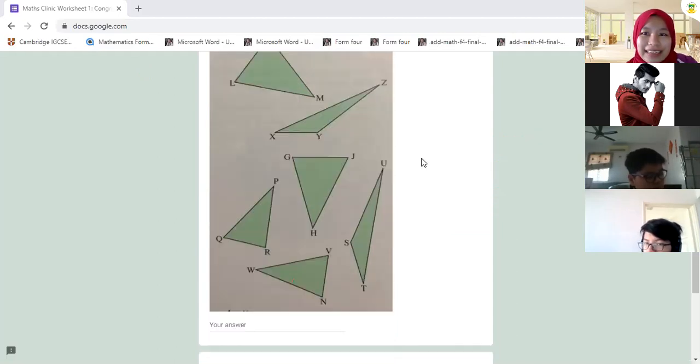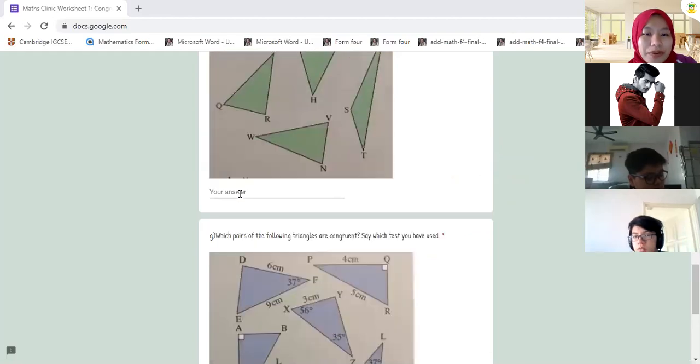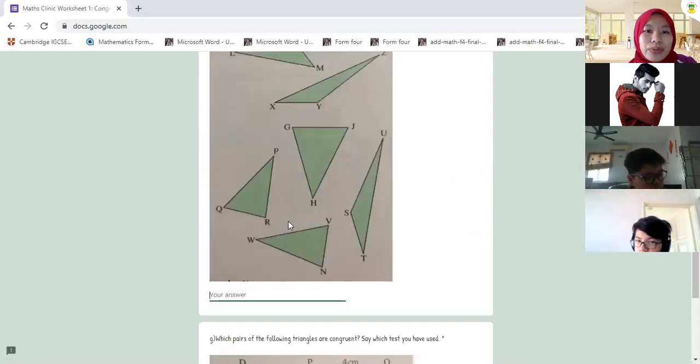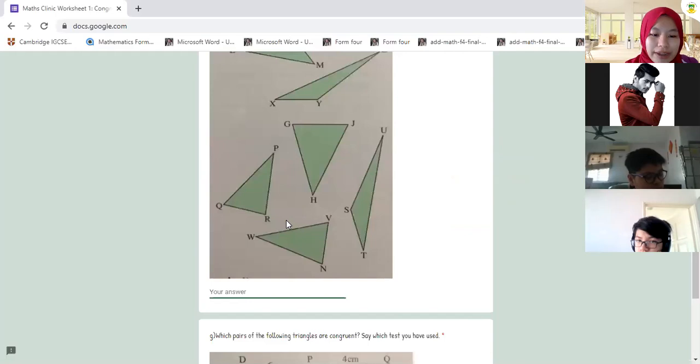Okay, moving on. So you type your answer here. You can write the equal sign there. ABC equals DEF like this. Congruent, actually the symbol is equal, but on top of it you have a curly symbol. All right, moving on.